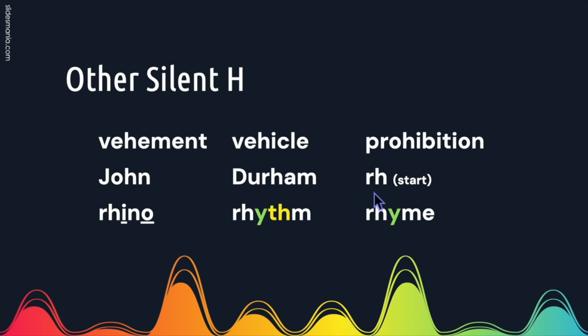If a word starts with RH, the H will be silent, like in rhino and rhythm. Note that Y in the middle of a syllable has a short I sound, and this TH uses the second sound of th, so the word is rhythm. And rhyme. This E makes the Y take on a long I sound.